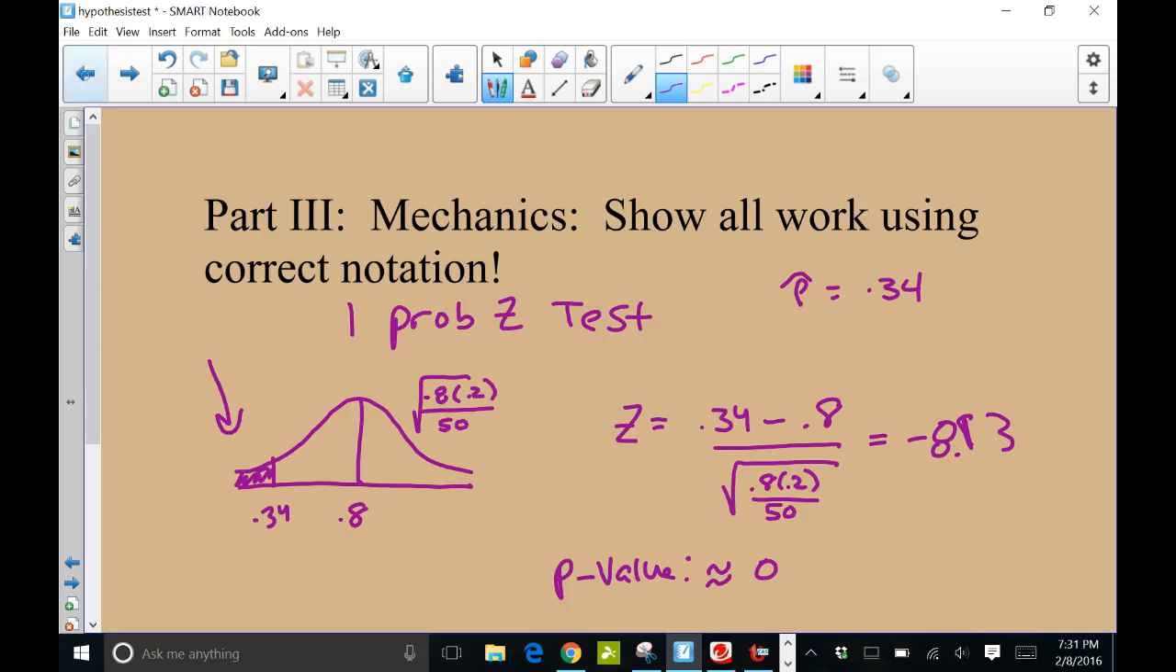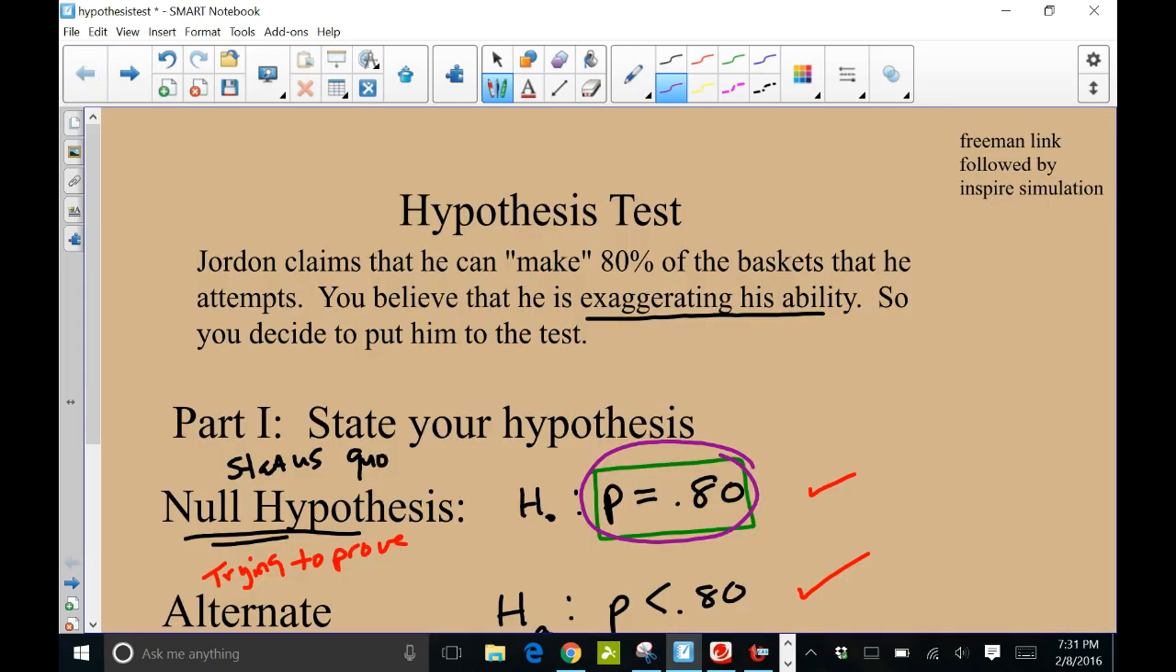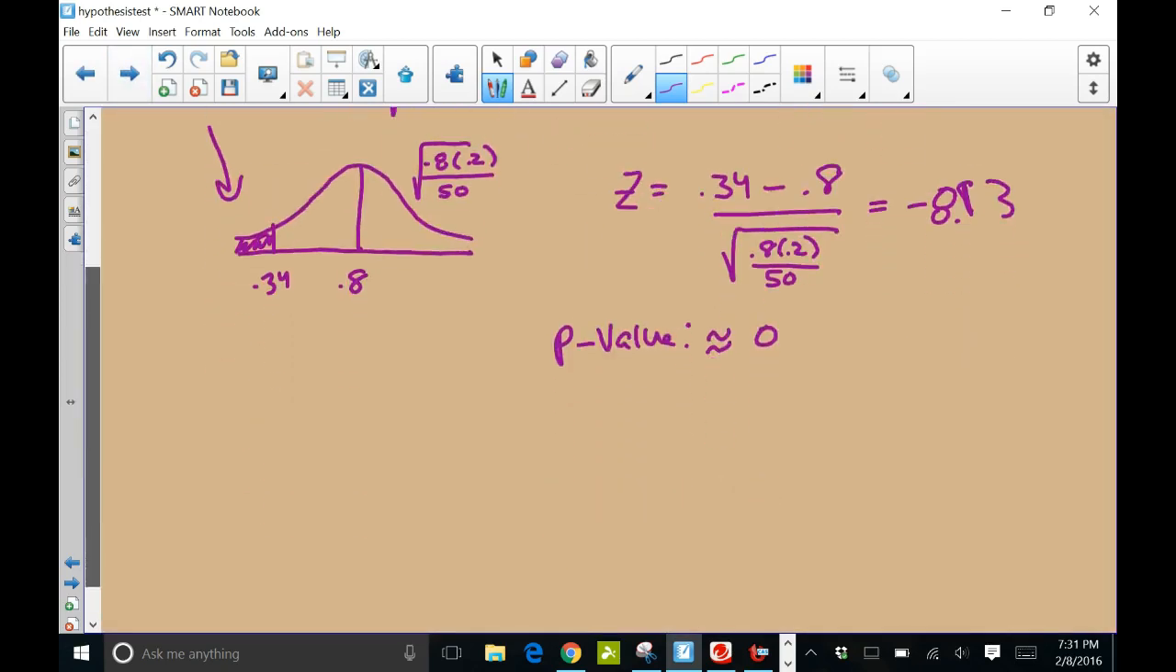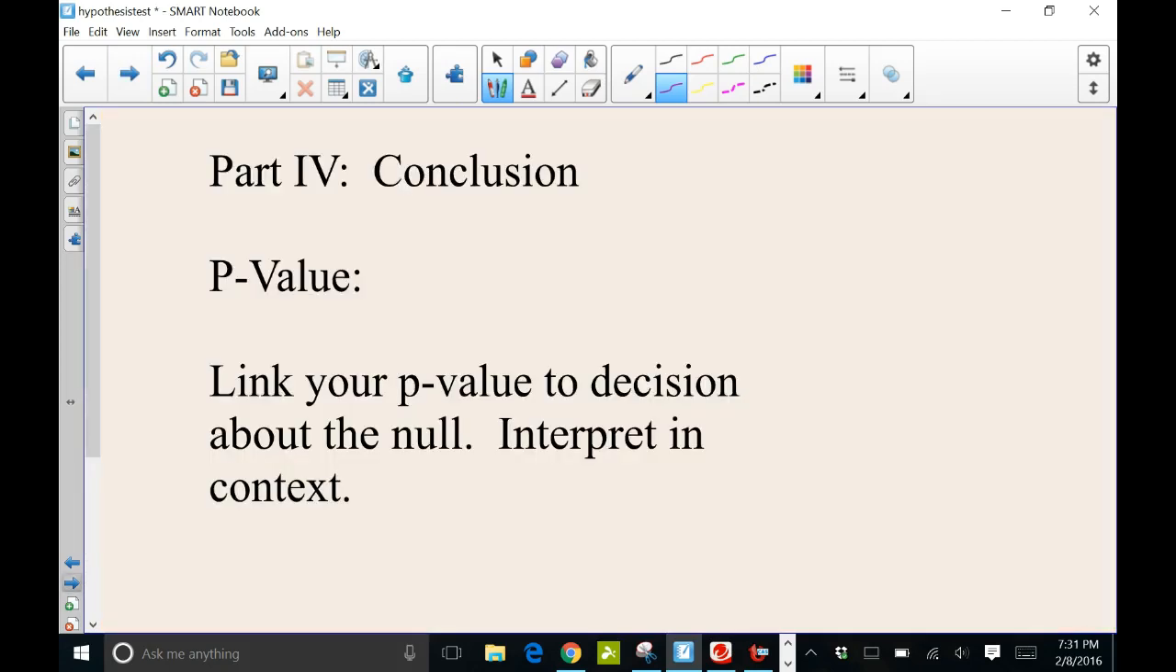So, do you think, based on our assumption in the beginning that it's 80%, that if it's really 80% he did this badly? And hopefully you're saying, no, Mrs. O'Brien, I don't think so. So this leads us to the conclusion.